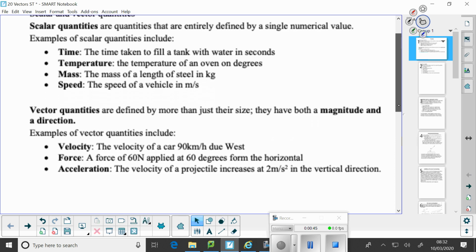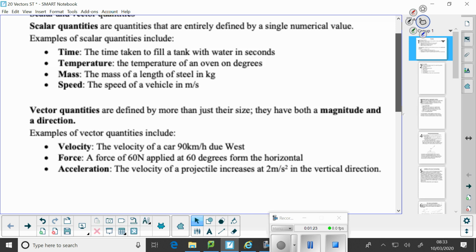Vector quantities, on the other hand, are defined by more than just their size. They've got both a magnitude, which is their size, and a direction. Examples of vector quantities: velocity, the velocity of a car, 90 kilometers per hour, due west. Notice that it's got similar units to speed: meters per second, a length over time; kilometers per hour, a length over time. If the direction is important, it's called velocity.